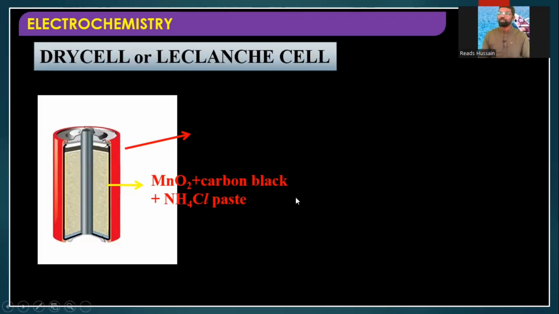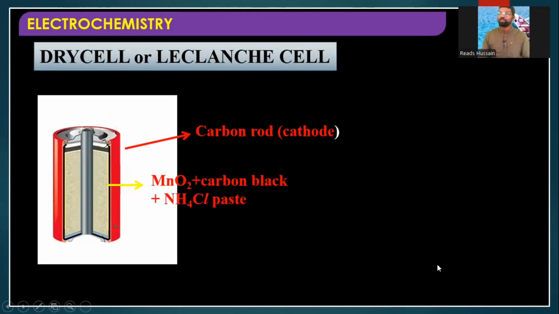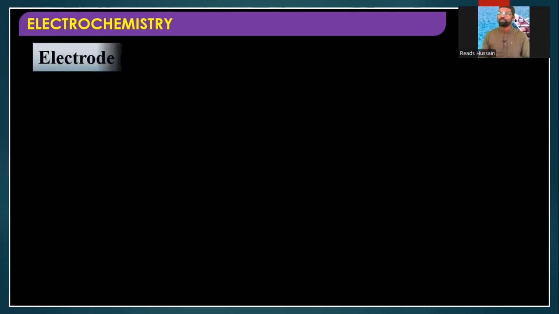Once again, I will go back to the previous slide. Now you can understand. Anode is the zinc container, that means the body of the battery itself, and cathode is the carbon rod in the middle of the battery, which is surrounded by powdered manganese dioxide and carbon powder. The space between the anode and cathode is filled with a moist paste of ammonium chloride and zinc chloride. That's all, a very simple arrangement. This is the battery we use in our day-to-day life, in our wall clocks and remote controls.